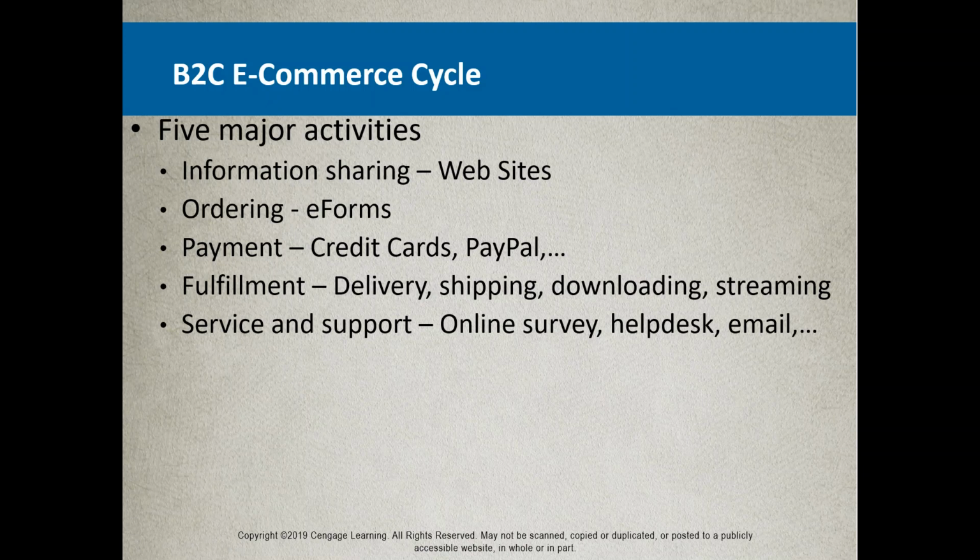Now, business to consumer is probably the largest internet commerce model out there. That's where businesses sell to the consumer or to the customer. There are 5 major activities that occur in that process. Most of you have probably purchased lots of stuff online, so you'll recognize this.